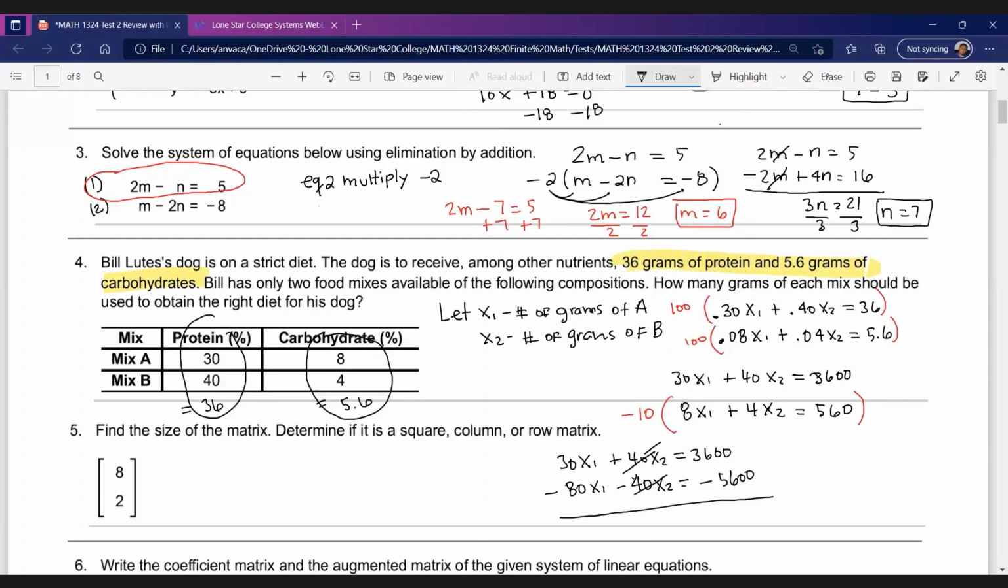After combining these two equations, the second variables will disappear. And so we got negative 50x1 is equal to negative 2,000. To get x1 by itself, divide by negative 50, and x1 is equal to positive 40.